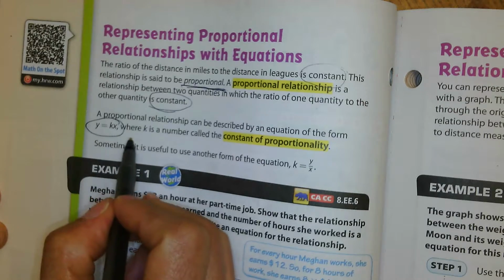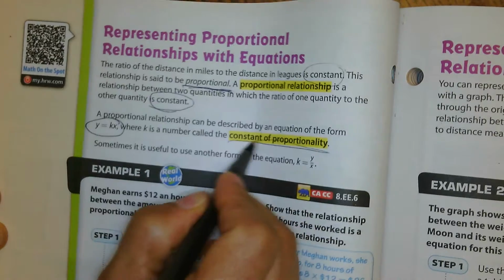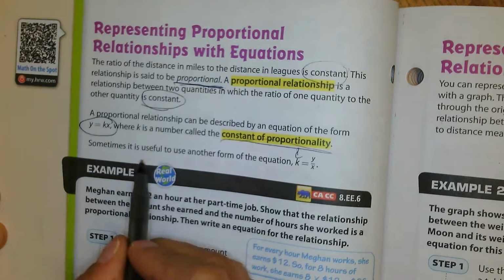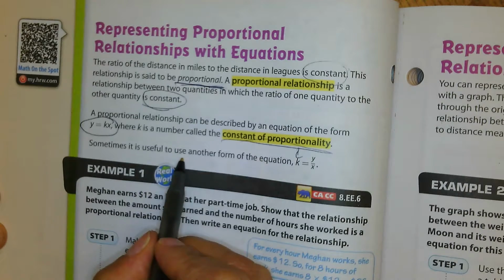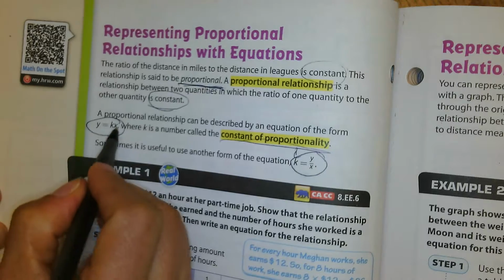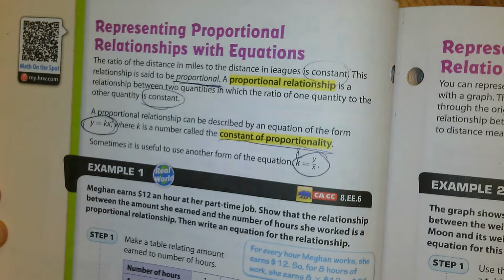Circle it: y equals kx, where k is a number called the constant of proportionality. Remember, seventh grade. Sometimes it is useful to use another form of the equation. So you can write it like this, or you can write it like this, whichever one is fine, okay? And you have to be able to understand both.